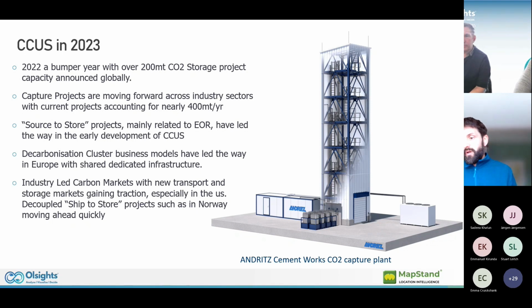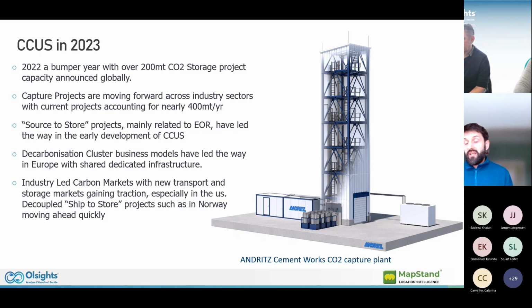These are generally projects where you have a single provider that is capturing, shipping, and storing CO2 as part of, for instance, EOR, enhanced oil recovery, which has really dominated the early years of storing or sequestering carbon, especially in the US. But what we're seeing recently is some really interesting new business models and ways of developing the industry emerging.